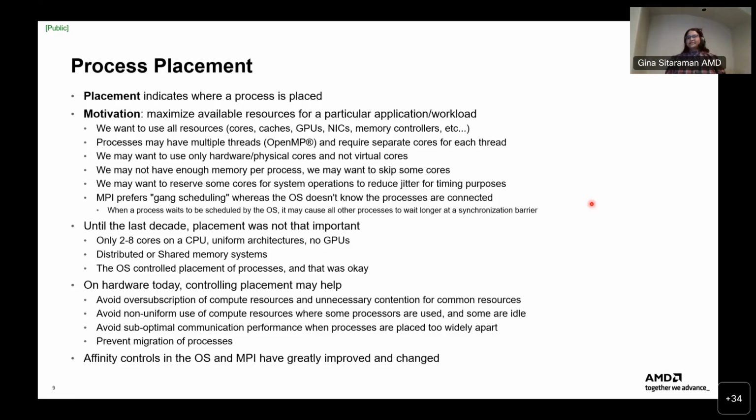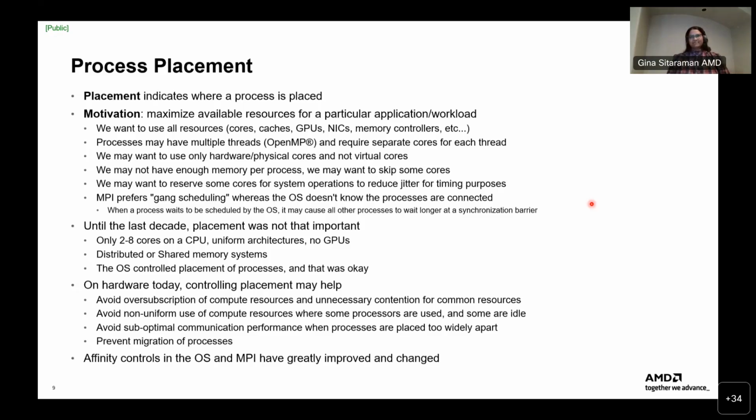Until the last decade, this placement was not that important. We only had a few cores in a CPU. We had more uniform architectures. We didn't have GPUs. We had either shared or distributed memory systems. And the OS controlled placement, and that was fine. But today we have to pay attention to controlling placement.